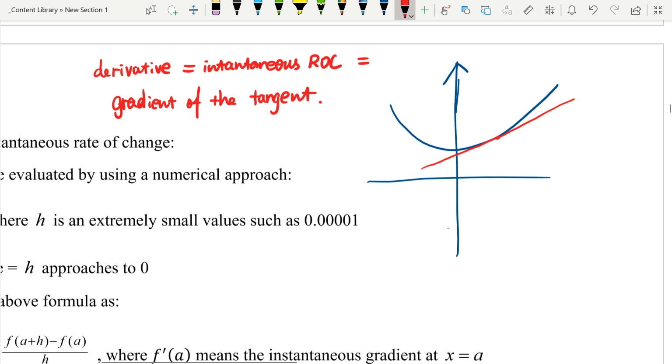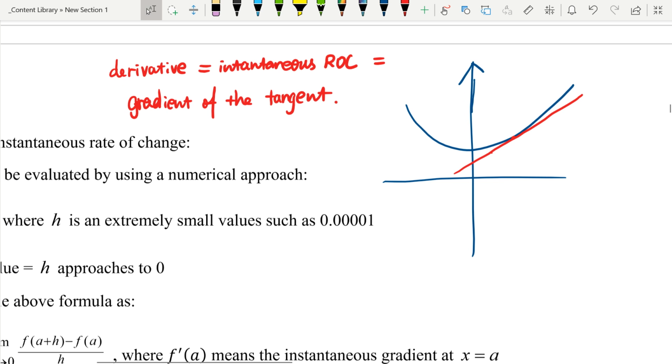That's the instantaneous rate of change. When we say derivative, some students know how to do derivatives. They can find derivatives, but they don't know what that means. They don't know why we find it. It's actually about, at that instant, what's the particle's direction of motion, or the gradient of the tangent, that red line.